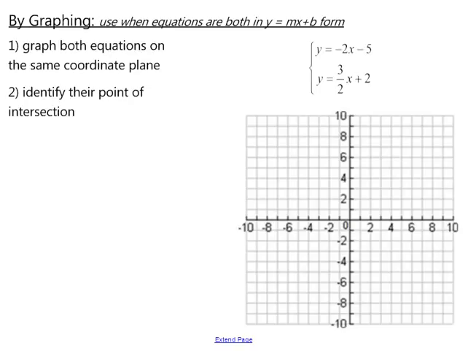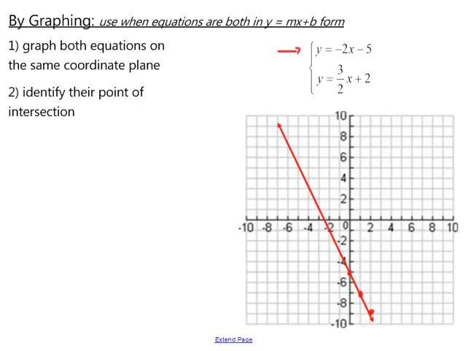Now we'll use graphing when the equations are both written in y equals mx plus b form. Since both of our equations are written in slope-intercept form, we can use graphing to solve the system. So step 1, graph both equations on the same coordinate plane. This first one, I'll graph in red. We first graph the y-intercept, which is negative 5, and then we use the slope negative 2 over 1 to go down 2 over 1. And remember, if you want to create another point, you can, down 2 over 1. And then you want to graph your line.